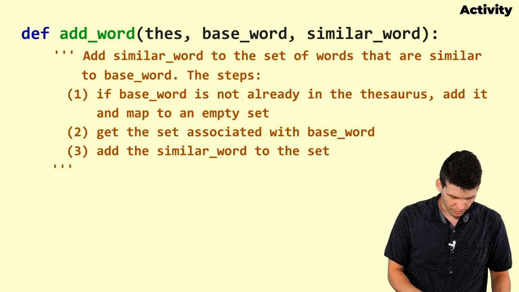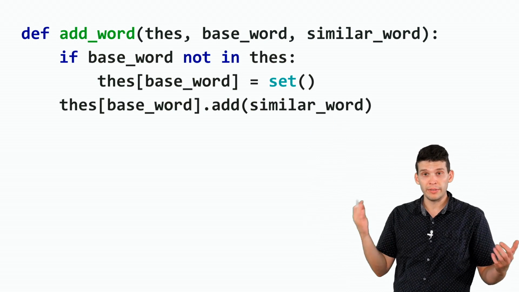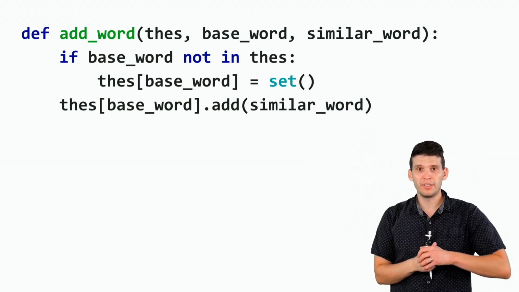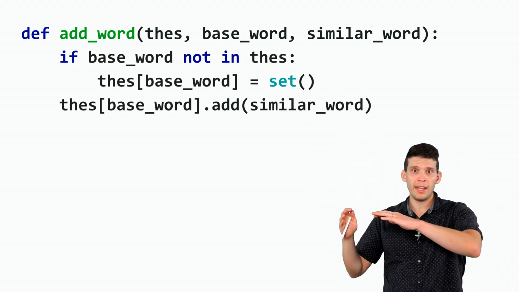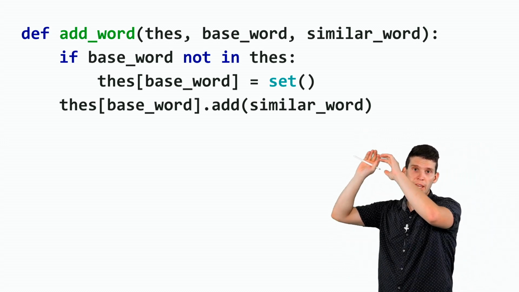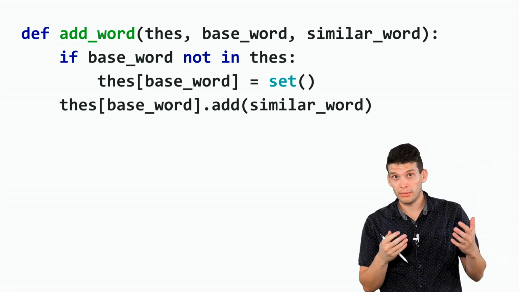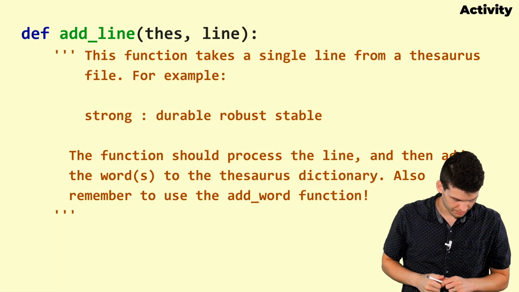Well, in order to do this, at least one way to do it is we have an if statement to check if it's in there or not. If it's not, we want to associate it with an empty set. And then after that, it should have an entry in the dictionary, and so we can go ahead and add that similar word to that. So add word, not too bad of an implementation.